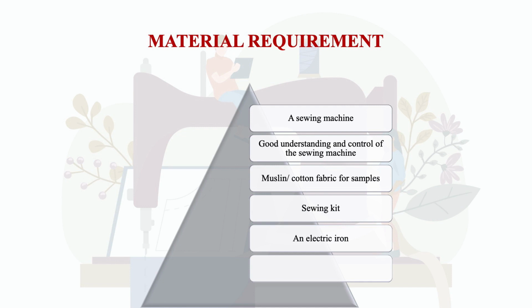Then you should have a good sewing kit, in which you need thread, needle, scissors, measuring tape, marking chalk, etc. Then you need an electric iron for fabric preparation, for ironing the fabric, and you need pattern paper if you are going for the construction of a seam or garment. You need pattern paper to develop a pattern or seams.